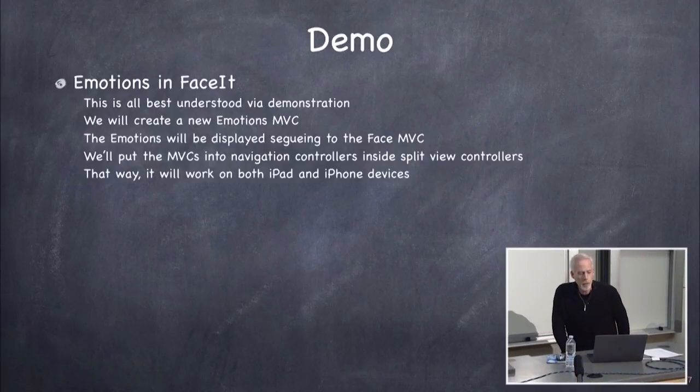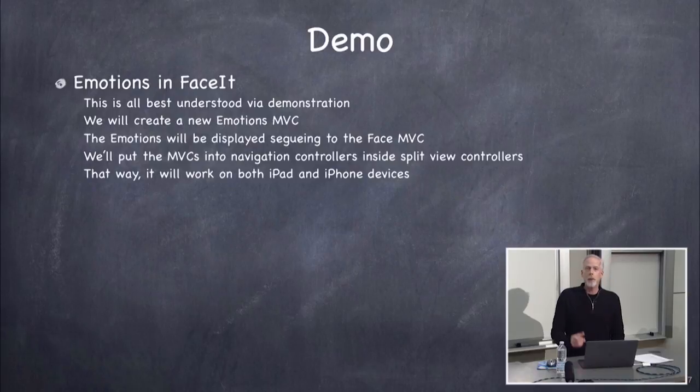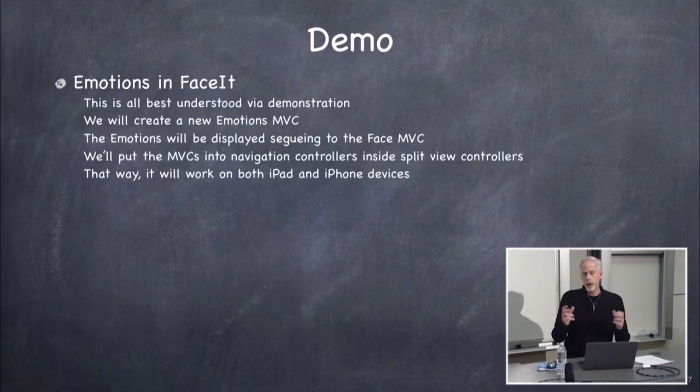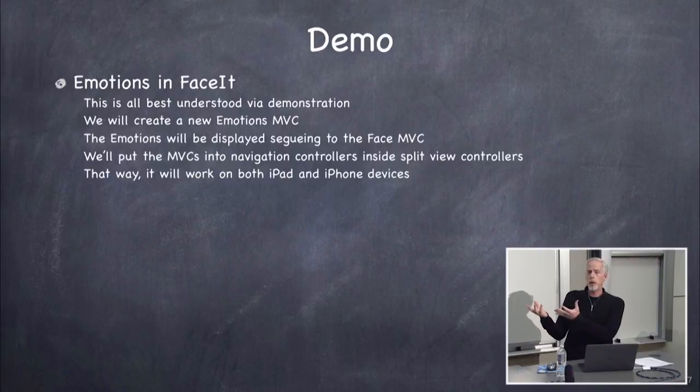Okay, I'm calling this demo Emotions in Faceit. If you remember last time, we built a nice MVC that knows how to draw a face. It was a pretty generic MVC, and it had a model, which is a facial expression. So now we're going to build a more complicated app that has two MVCs. And one MVC is going to let you choose an emotion, like happy or sad, and then the other MVC is just going to be our generic face view, right? And it's going to show that emotion.